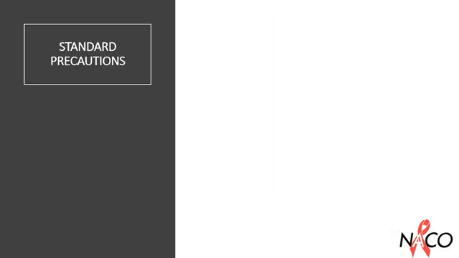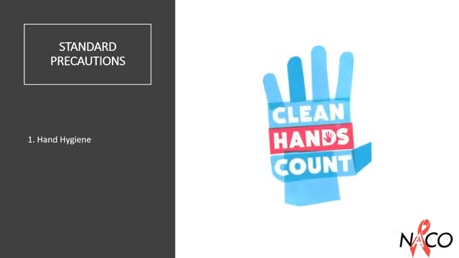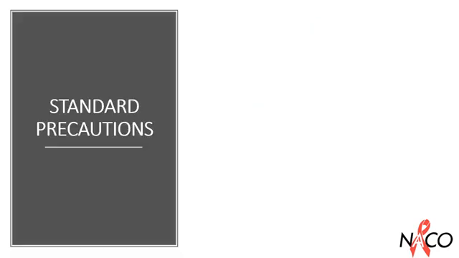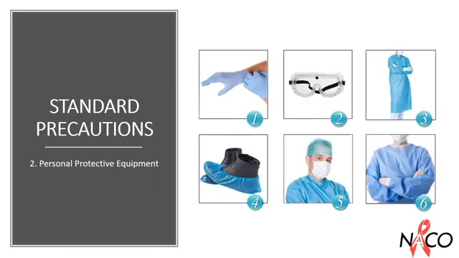Standard precaution number 1: hand hygiene. This is the single most important means of preventing and controlling the spread of infections. Standard precaution number 2: personal protective equipment. Wear gloves during blood drawing and use gowns, masks, respirators, and other personal protective equipment wherever indicated.